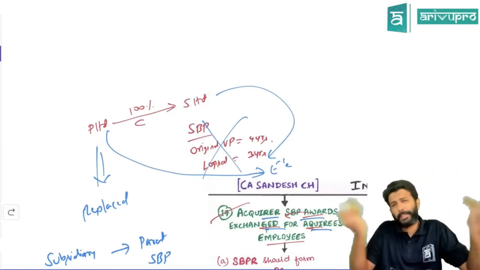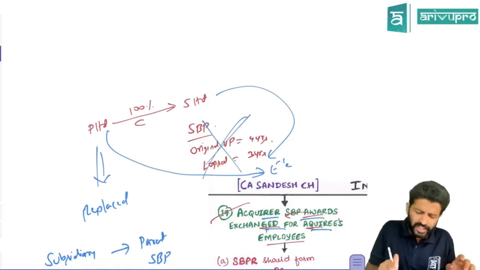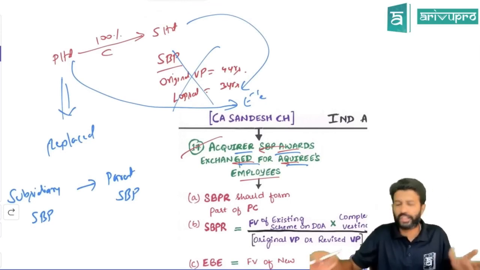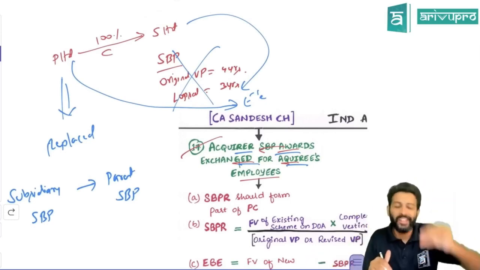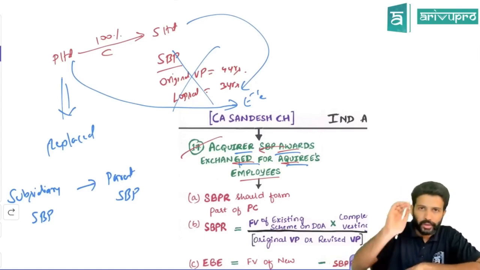It will reduce. Maybe P Limited doesn't want dilution of control to happen. That is the reason these shares are cancelled and they have given the parent's shares. So whatever the reasons could be, let's not go into the reasons as such. But if this has happened, what do we do? Now, if you think about it, all right.